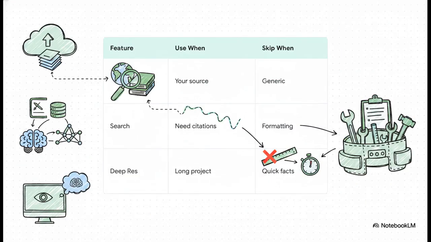Take a mental screenshot right now. This is your ultimate cheat sheet for knowing exactly which tool to pull from your toolbox based on the demands of your specific task. Use file uploads when you actually own the source material. Use web search when the task is time-sensitive or you desperately need live citations. And unleash deep research when you are facing a massive multi-hour project in totally unfamiliar territory. Just remember to skip search for pure formatting tasks and skip deep research if you really just need a quick fact. You've got the tools now, it's just about applying them correctly.